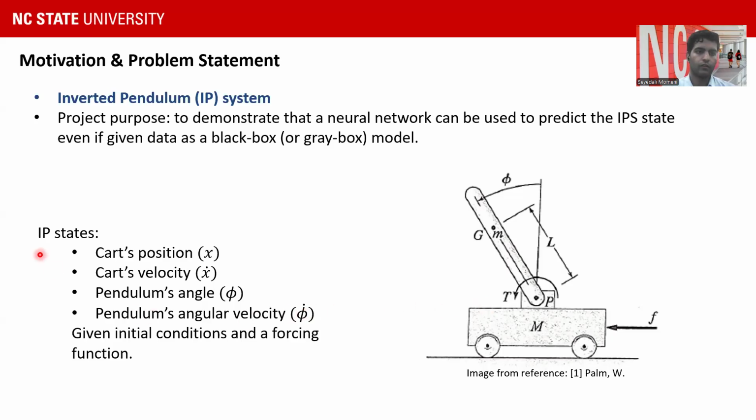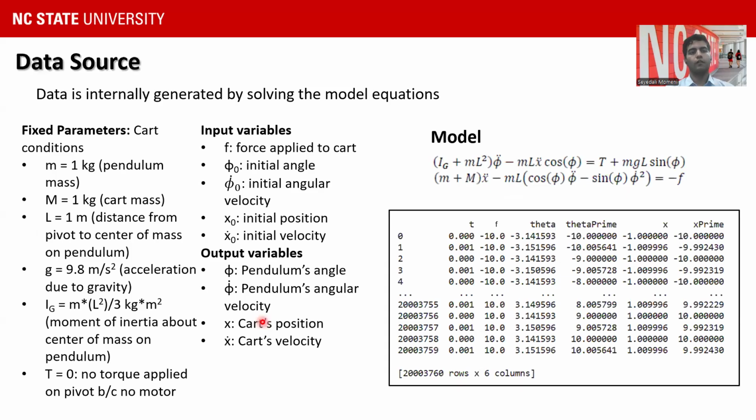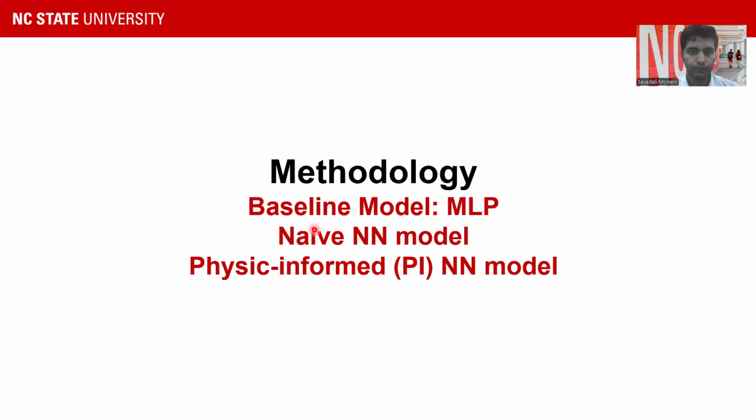What are the IP variables? They are the cart's position and velocity, and the pendulum's angle and angular velocity. For data source, we used these two ODEs, and we generated more than 20 million data points. We had some fixed parameters, as you can see here, and we had some input and output variables. The inputs are forcing function, angle and angular velocity, and initial position and velocity.